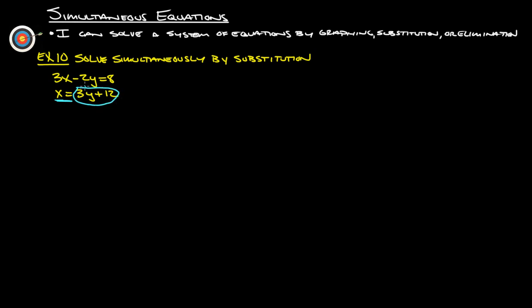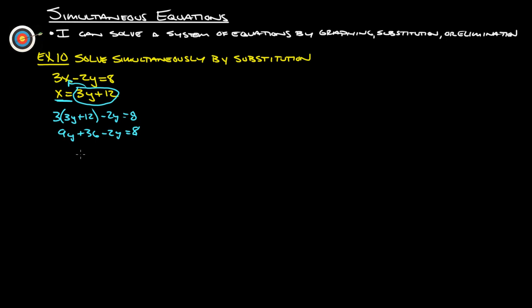So I'm going to put this 3y plus 12 right in for that x. So I have 3, and now instead of the x, I'm going to substitute 3y plus 12 in, minus 2y equals 8. And now I'm going to solve this for y. So 3 times 3y is 9y. 3 times 12 is 36. Minus 2y equals 8.